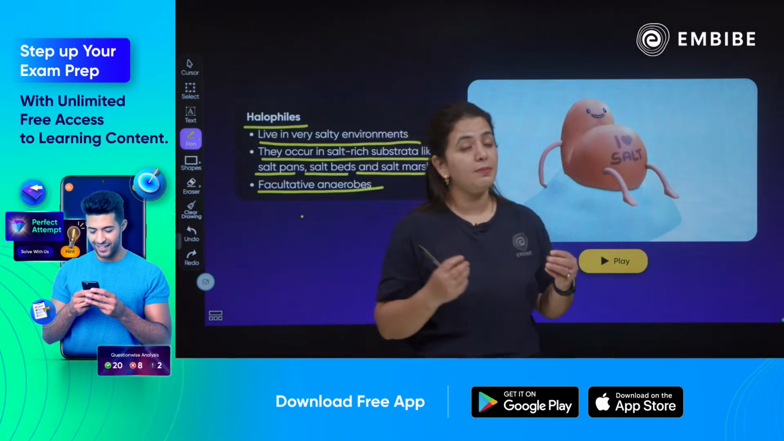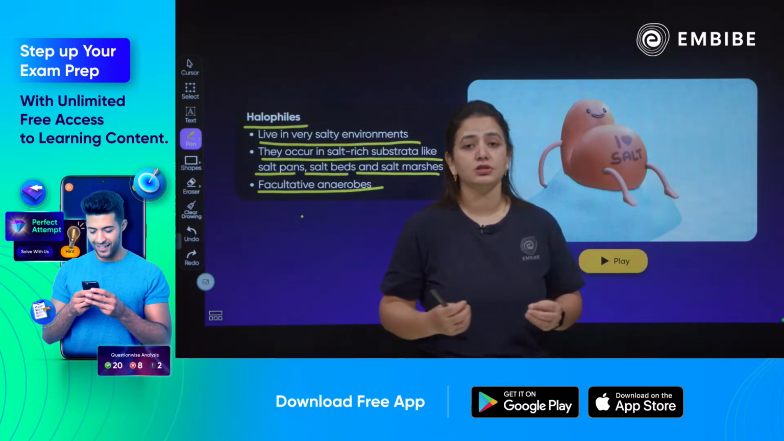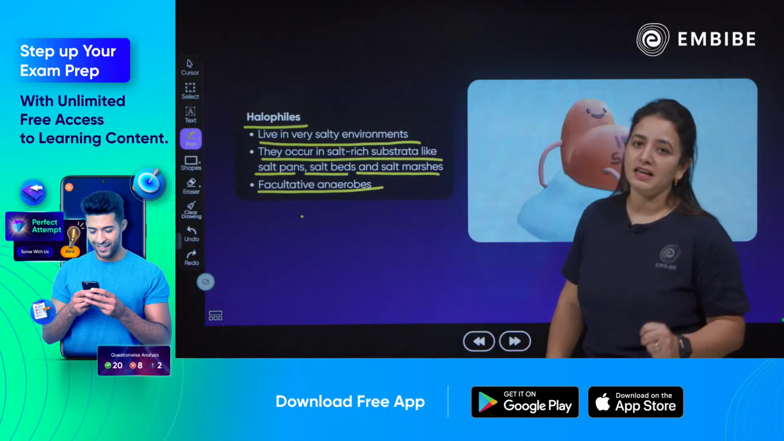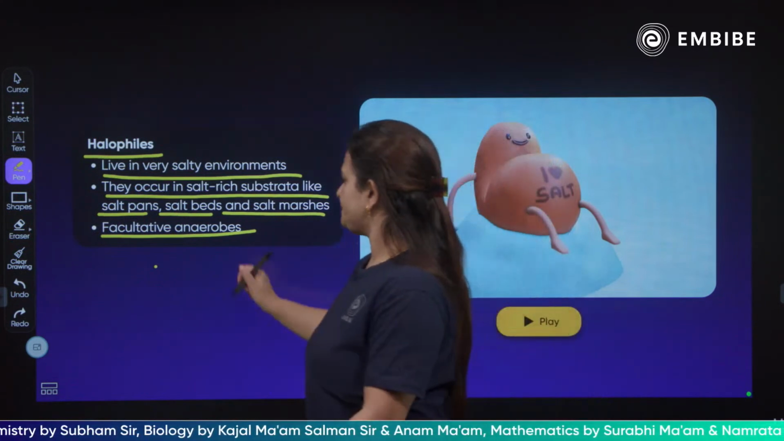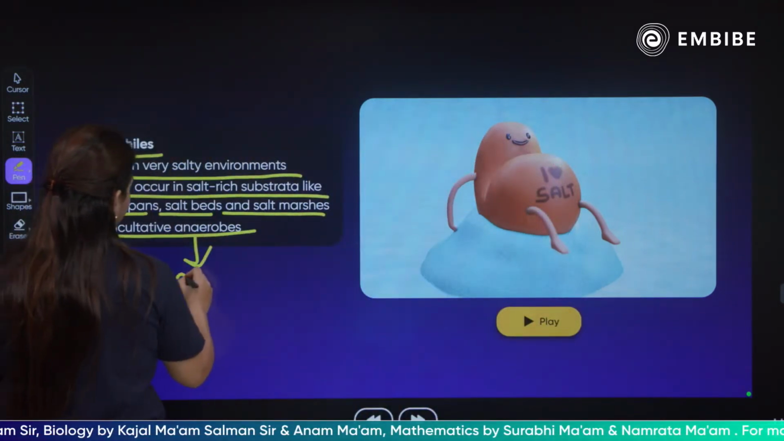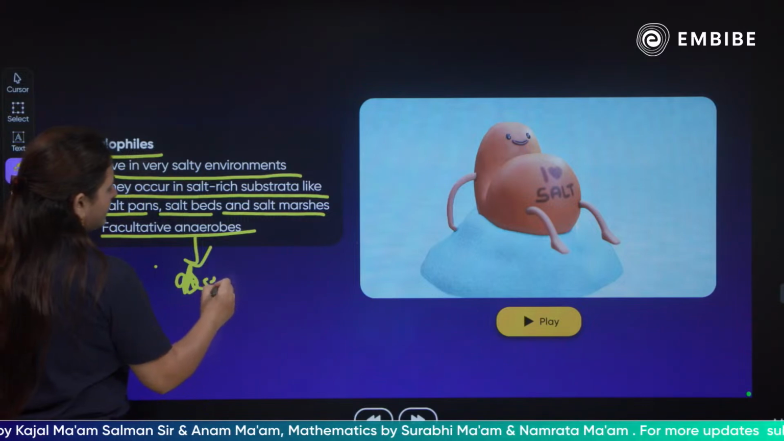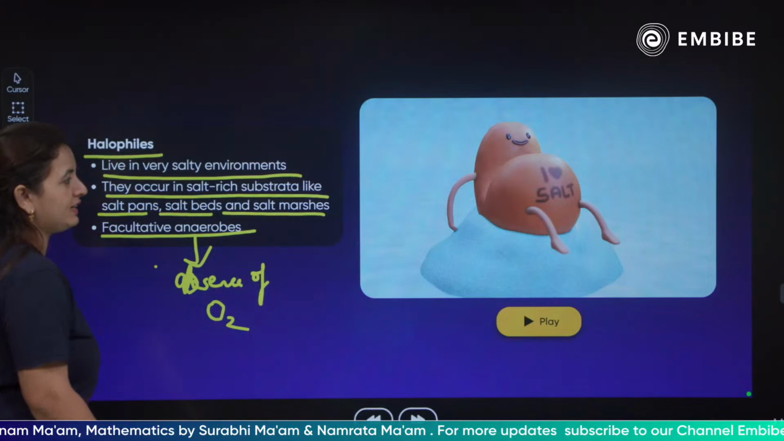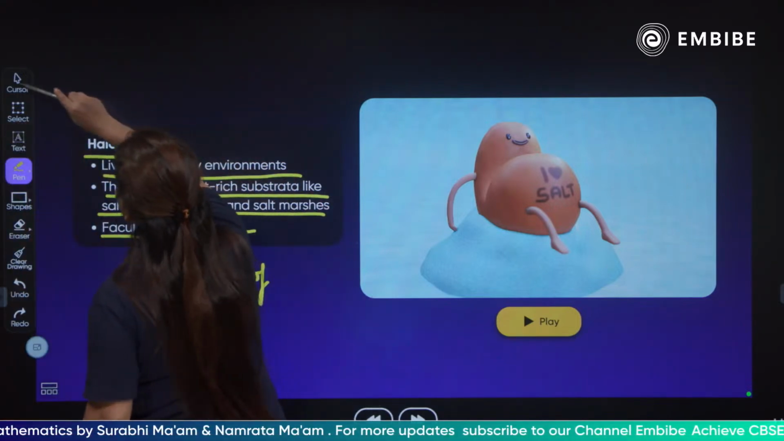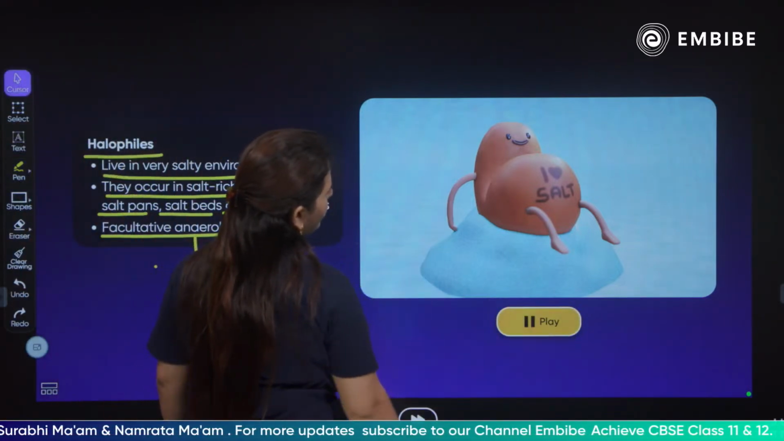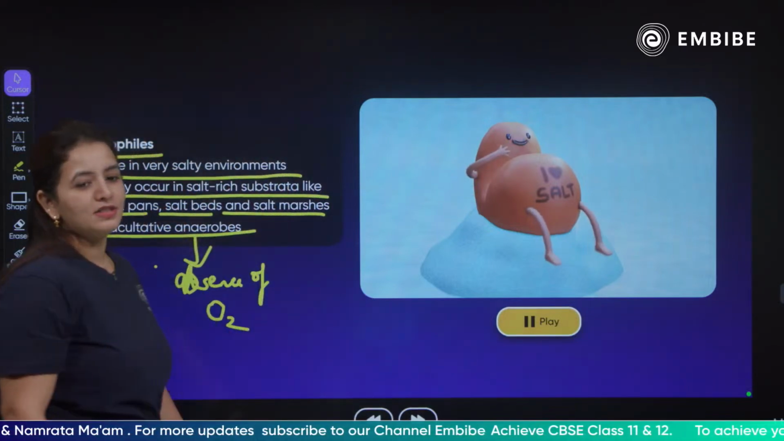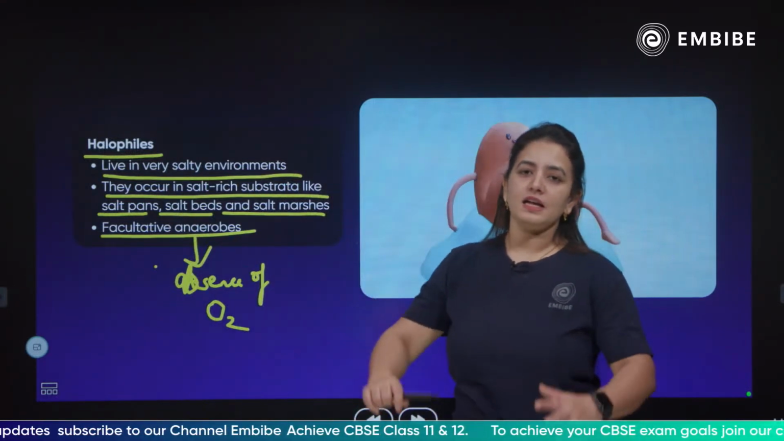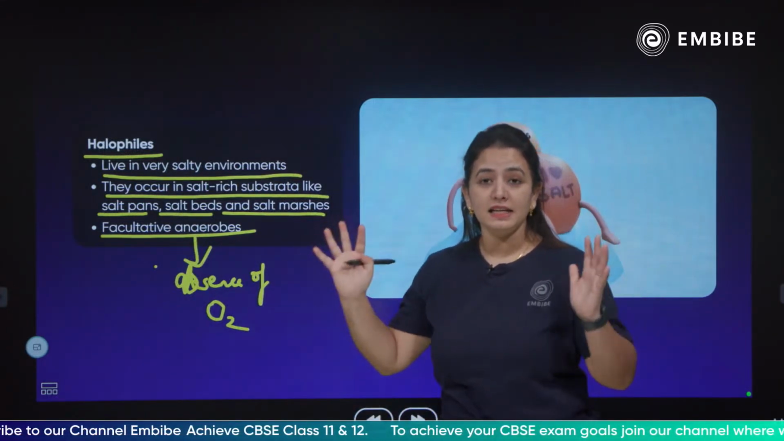They are typically present in salt-rich conditions, which are salt beds, salt marshes, salt pans, and they are typically facultative anaerobes. Anaerobes means surviving in the absence of oxygen. So this is the I love salt bacteria, which completely loves salt. It can only survive in salty conditions, extreme saline nature.